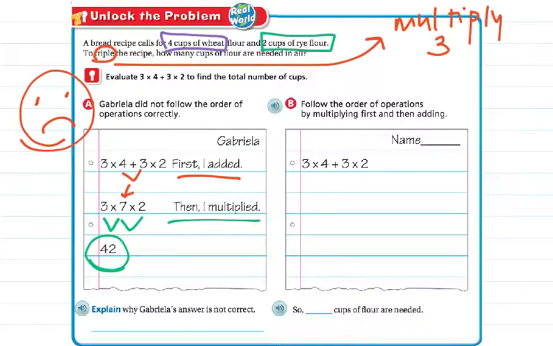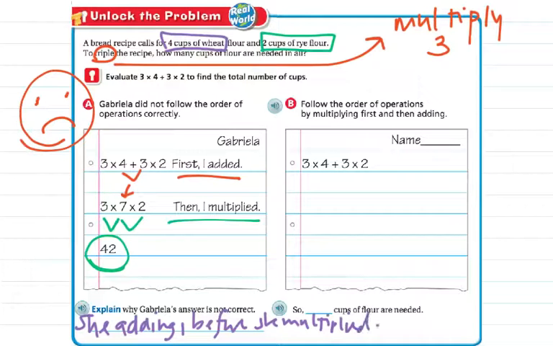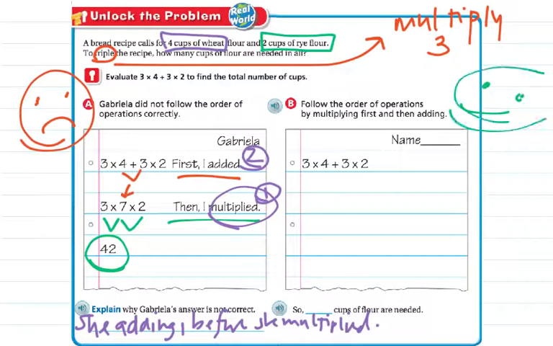It says, explain why Gabriella's answer is not correct. Well, boys and girls, she ended up adding before she multiplied. And we know the order of operations says that you multiply and divide from left to right first, then you add. So she should have multiplied first and then added. Now we're going to go on to step B. We are going to do it the correct way, and we are going to follow the order of operations.